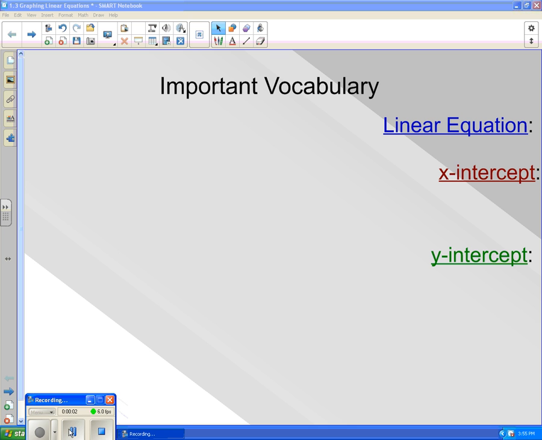Today we're going to talk about how to graph linear equations, and we're going to talk about how to graph in both standard form and slope-intercept. Before we do this though, we need to go over some important vocabulary.